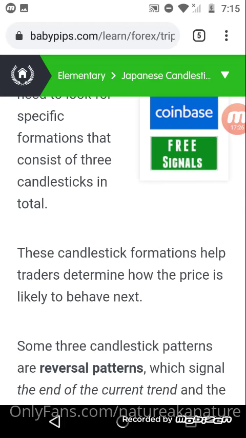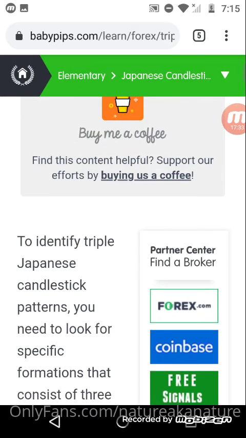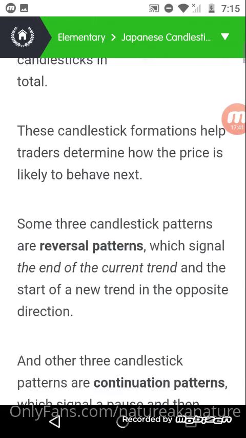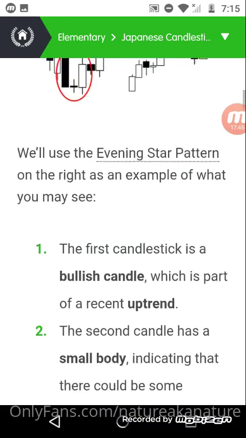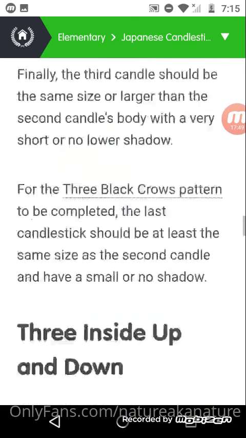And there's also one more that we want to go over real fast. I'm just going to type it in. They're called head and shoulders. So we've got the head and shoulders candlestick pattern and the inverted head and shoulders. They're also triple stick patterns. So you see three patterns, one, two, three.